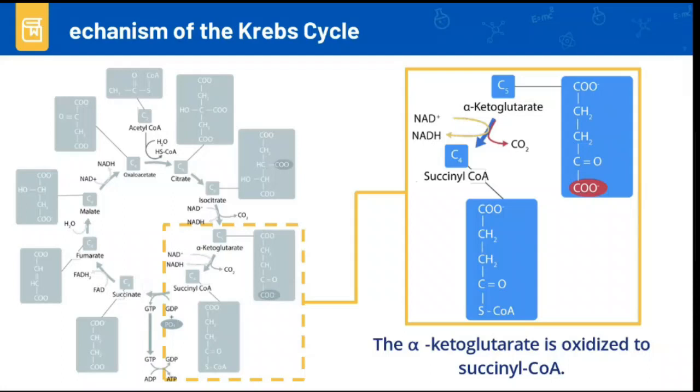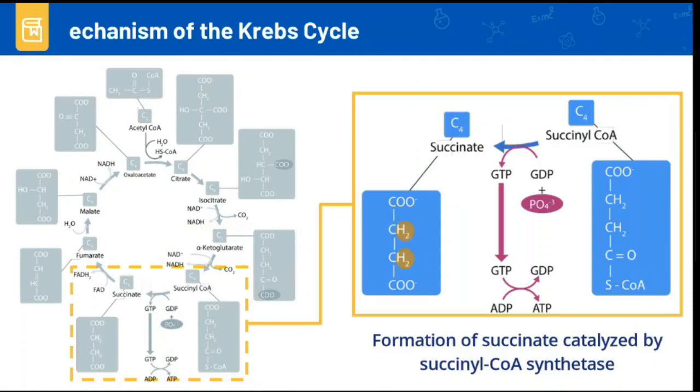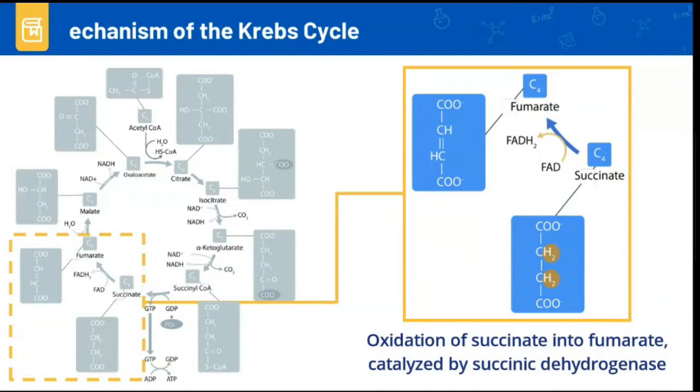Now, the 4-carbon molecule then reacts with your coenzyme A, which forms the succinyl coenzyme A. So this process is catalyzed by succinyl coenzyme A synthase. So afterward, the coenzyme A from your succinyl coenzyme A is replaced by a phosphate group. However, the phosphate group is immediately transferred to your GDP or your guanosine diphosphate to form your GTP or your guanosine triphosphate. So a molecule similar to ATP in terms of function.